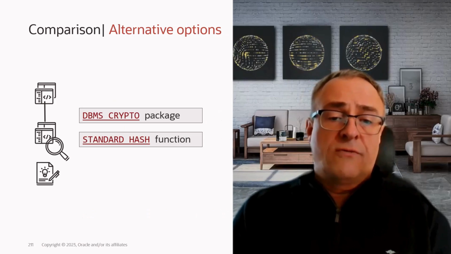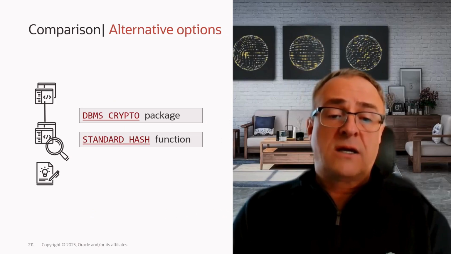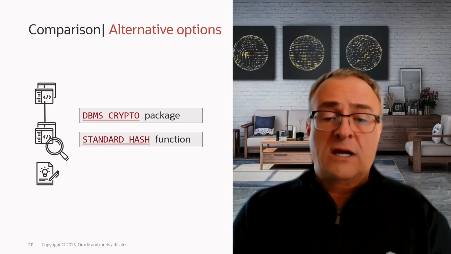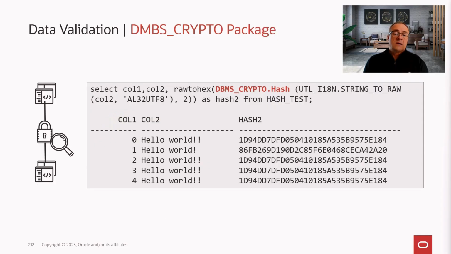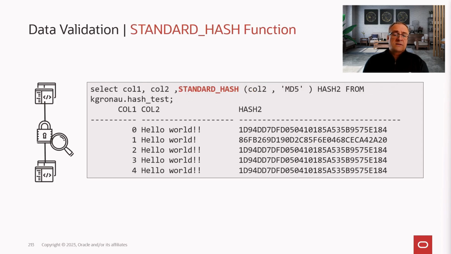Indeed, Oracle offers DBMS_CRYPTO and STANDARD_HASH, which we can use to create hashes for each record. Example with the DBMS_CRYPTO. And the same with the STANDARD_HASH function, giving us the same MD5 checksum as the statement before.